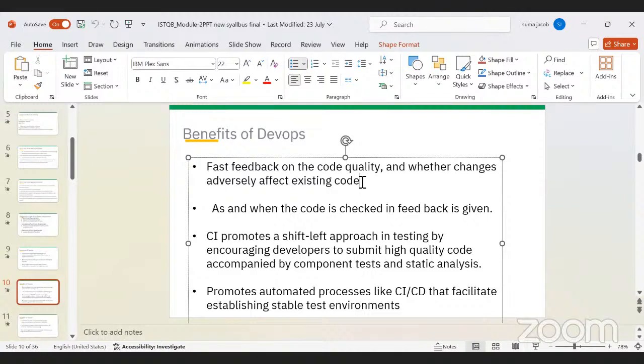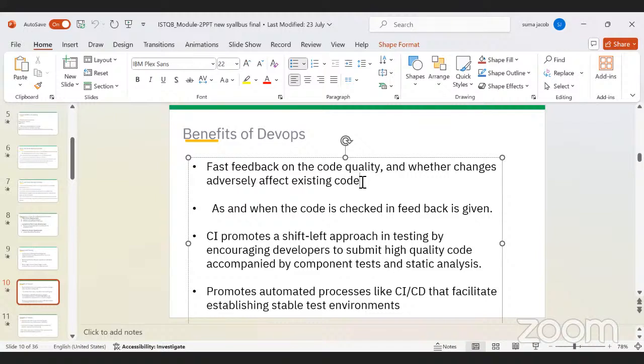So what happens in DevOps, this will trigger the automated test scripts, and it will give us fast feedback. So DevOps provides fast feedback on the code quality by enabling continuous integration and automated testing. Developers will receive an immediate notification if changes adversely affect existing code, or if there are any critical issues, which will allow them to make changes fast. So that is one important advantage or benefit of DevOps, that it gives fast feedback.